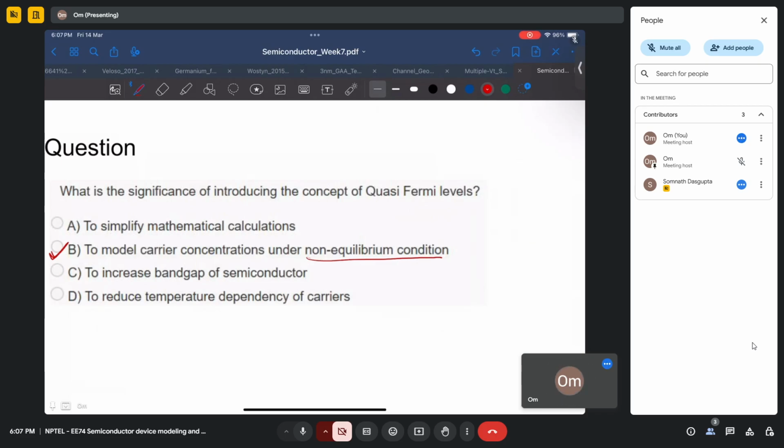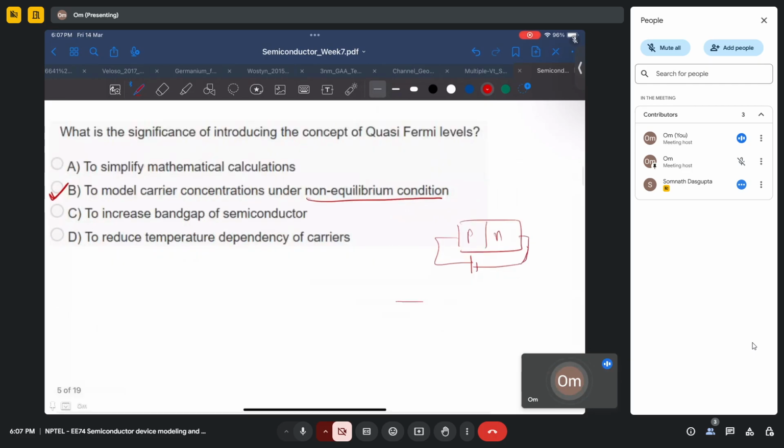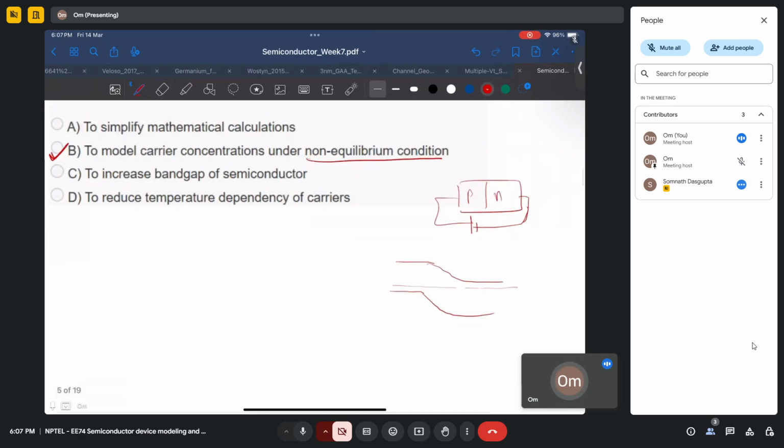This you might have seen in a PN diode when you apply some forward bias. If this was the band diagram in equilibrium, in non-equilibrium it will become something like this. In equilibrium there was a single Fermi level. Now the Fermi level has split.